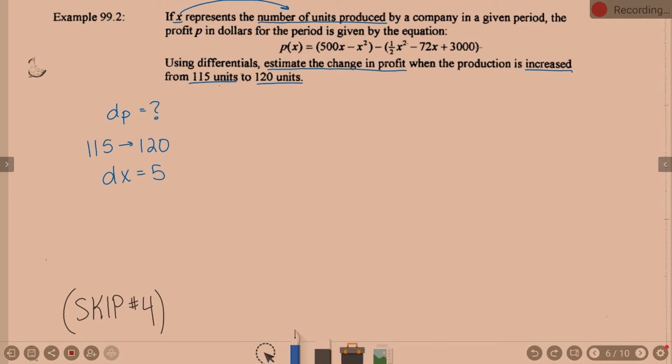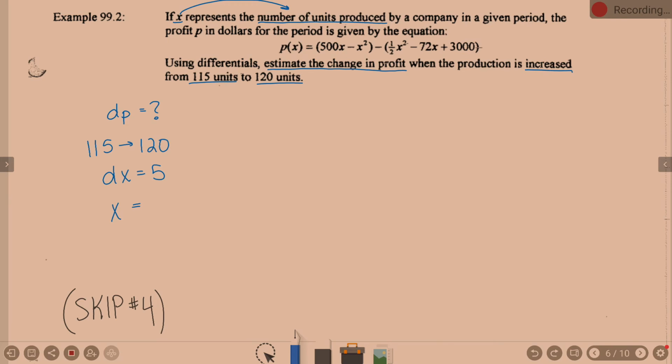What do we know about x? We know the derivative of x represents the number of units. It's the number of units produced. Specifically, in terms of the number of units produced, the production went from 115 to 120. So what would make sense for our x value to be?